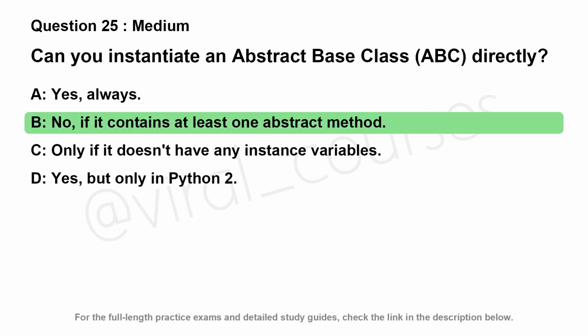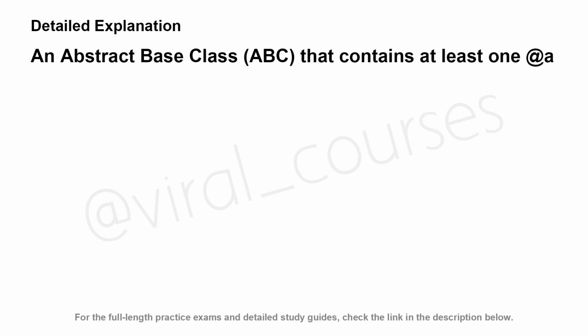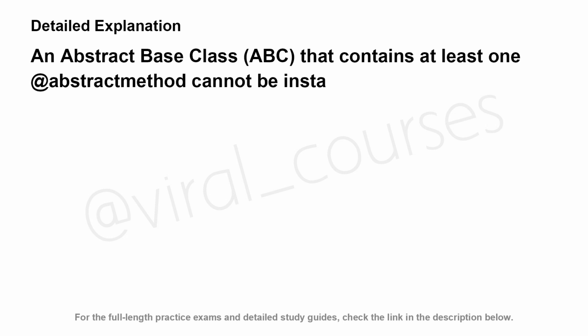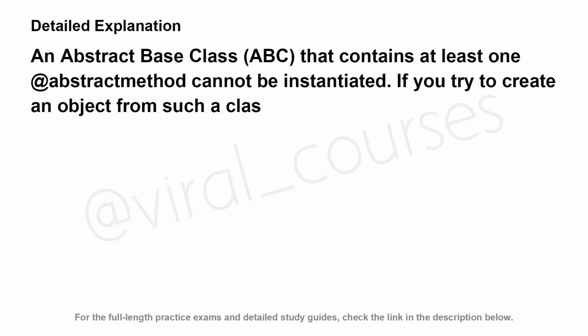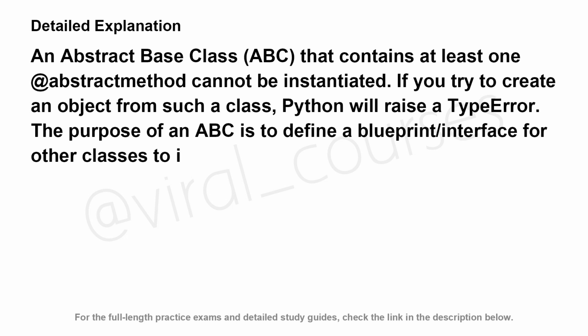The correct answer is B. An abstract base class, ABC, that contains at least one abstract method cannot be instantiated. If you try to create an object from such a class, Python will raise a type error. The purpose of an ABC is to define a blueprint interface for other classes to inherit from and implement.